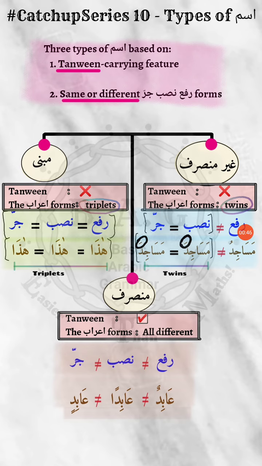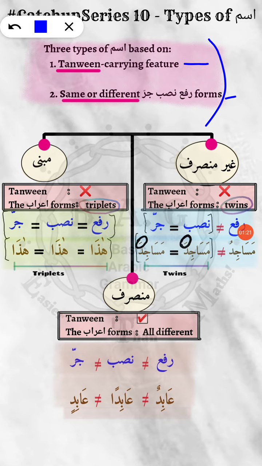So first of all, you can see that this slide is quite busy. But as always, inshallah, I'm going to explain each and every part of it so that by the end of this lesson, you are very comfortable seeing this slide. Okay, first of all, let's start from the top. There are three types of ism based on whether they carry a tanween or not, and whether their rafa, nasab, and jar forms are similar to each other or not. So these are the two features on the basis of which we have divided an ism into three types.